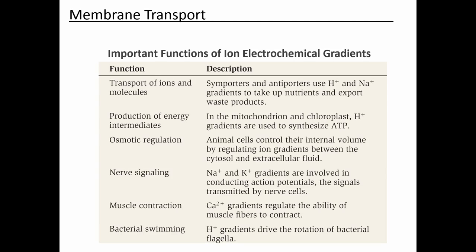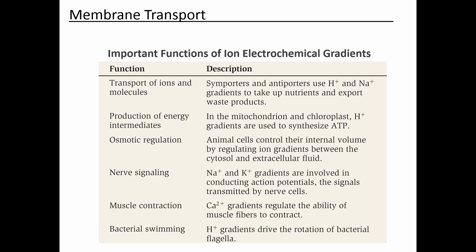Later on in the class, we'll also see how an electrochemical gradient is used as the power source to make ATP for the cell. So in both those cases, the electrochemical gradient, we'll learn this actually today, is a form of potential energy, and you can use that potential energy to do something. In one case, you're using it to transport something against its concentration gradient, and in this case, you're using it to synthesize a molecule.